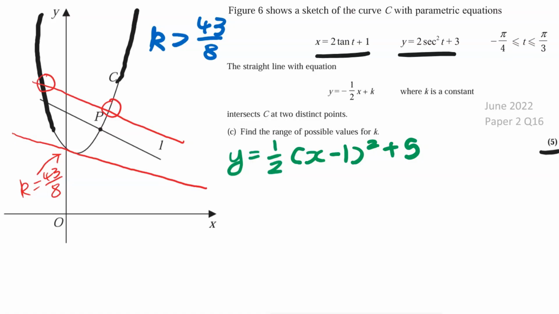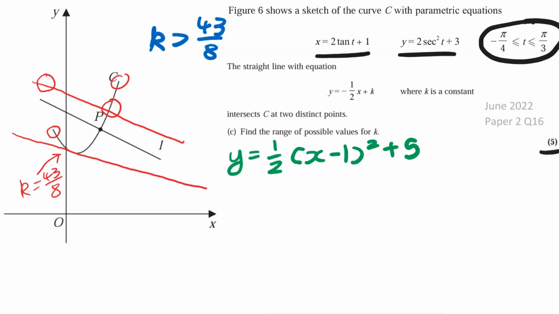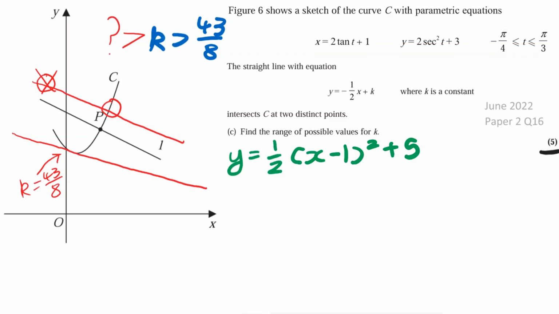However, because of this domain here, we do not cover all x values, and the curve doesn't go up to these points here. The curve only goes up to here and here. So what this means is this line actually only has 1 point of intersection. This side is not a point of intersection. So there is also an upper value for k, for which there are 2 points of intersection. So what is this upper value of k going to be?